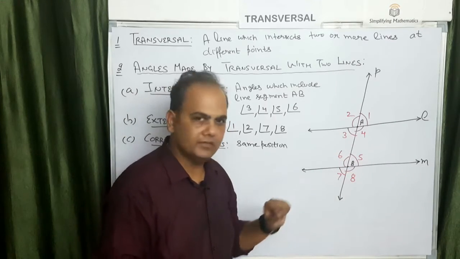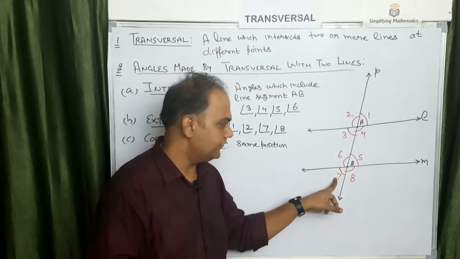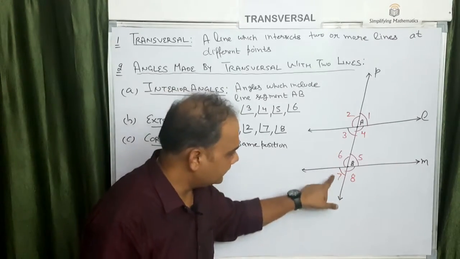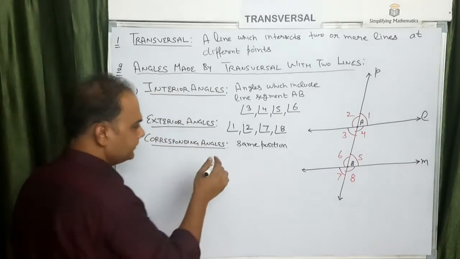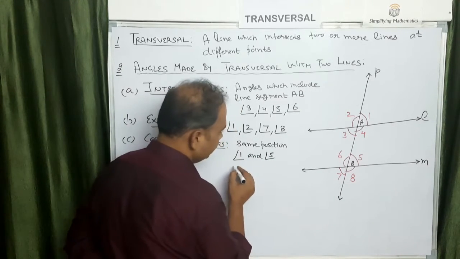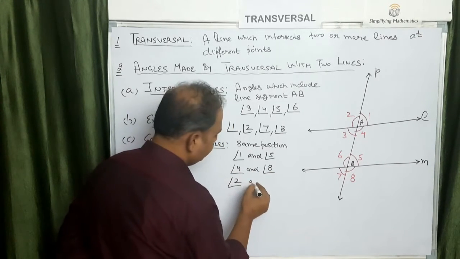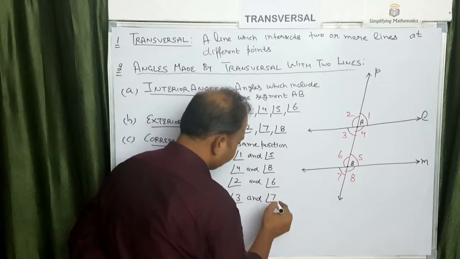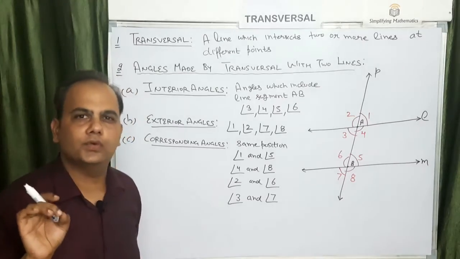Similarly, if you look at angle 3 and 7, this is below the line L and on left hand side of the transversal. अब 7 भी क्या है? Below the line M and on left hand side of the transversal. So 3 and 7, this is second pair of corresponding angles. So how many pairs of corresponding angles are there? So one is angle 1 and angle 5, then angle 4 and angle 8, so these are the 4 pairs of corresponding angles which are formed by a transversal with the two given lines.